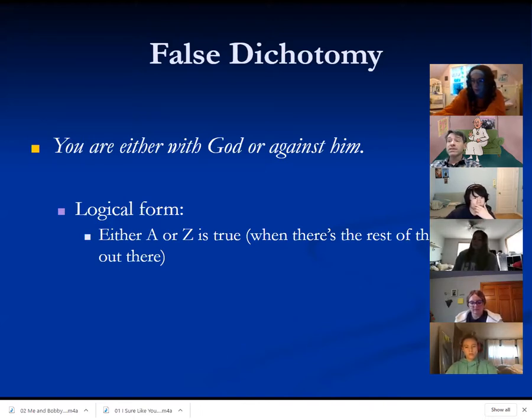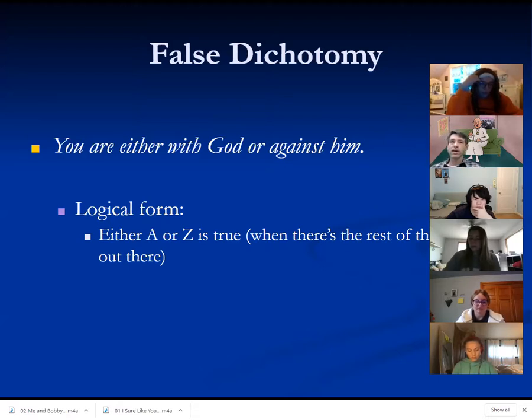Now, sometimes there is a dichotomy that's not false, right? That is possible, where you only literally have two options, and that's not a false dichotomy at all, because you literally only have two options. But a lot of times, people basically cut out a lot of the possibilities with the false dichotomy.